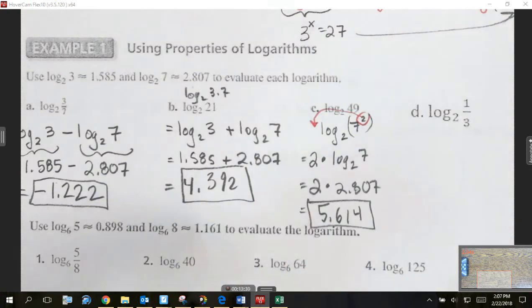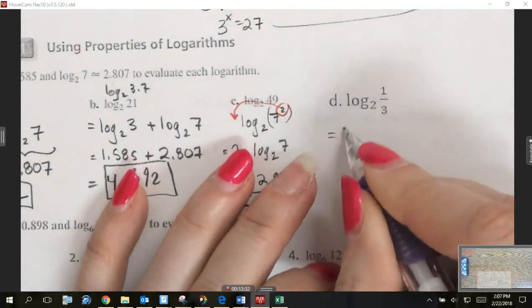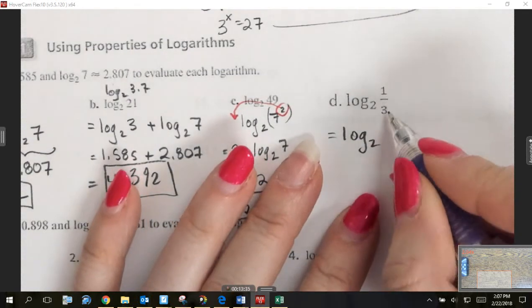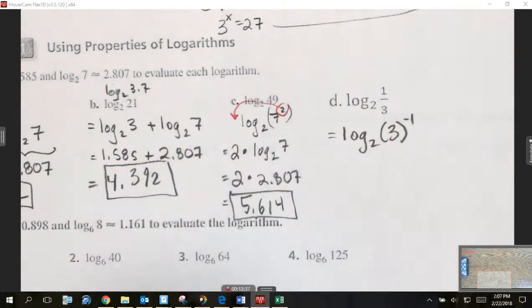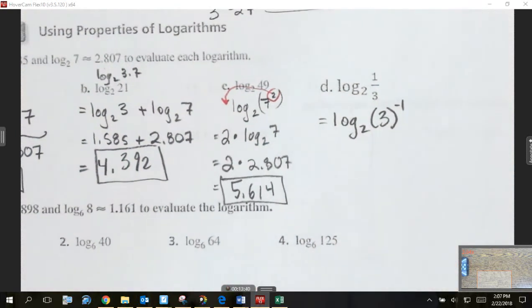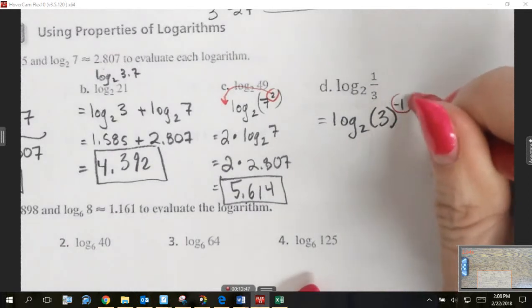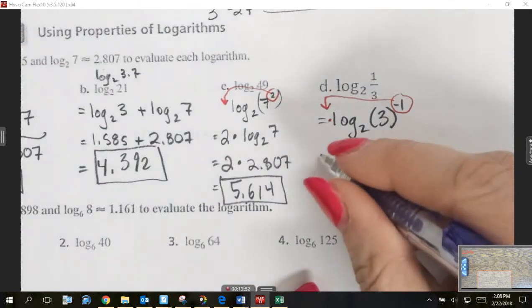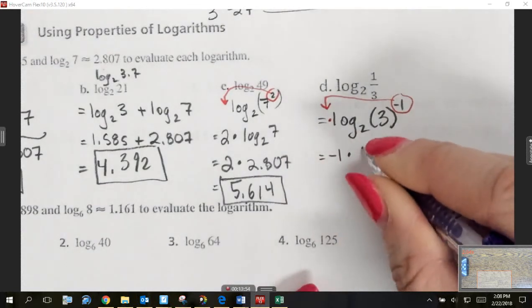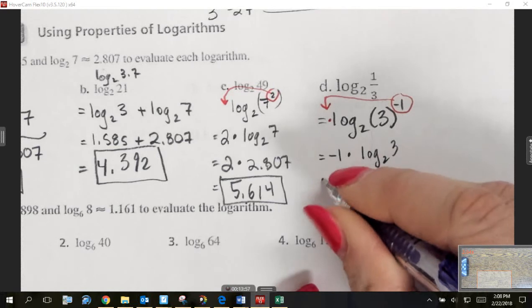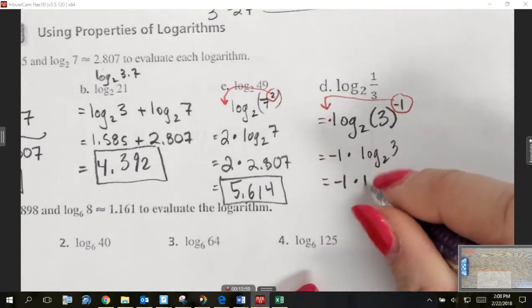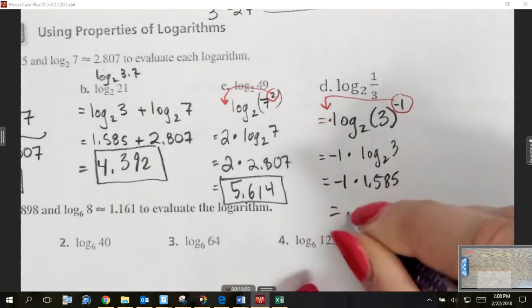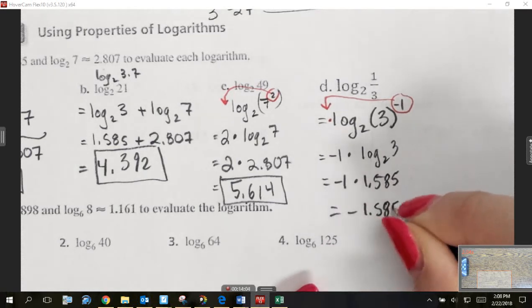Yeah, 3 to the negative 1. That's 1/3. So I'm going to replace log base 2 of 1/3 with 3 to the negative 1. Remember, the negative exponent says reciprocate, so these are equivalent. So if I have 3 to the negative 1, where's that negative 1 going to go? It goes to the front and we multiply it. So we have negative 1 multiplied by 1.585, or negative 1.585.